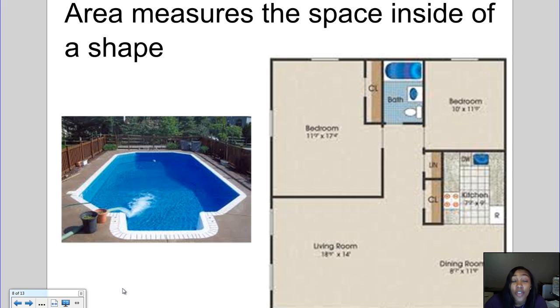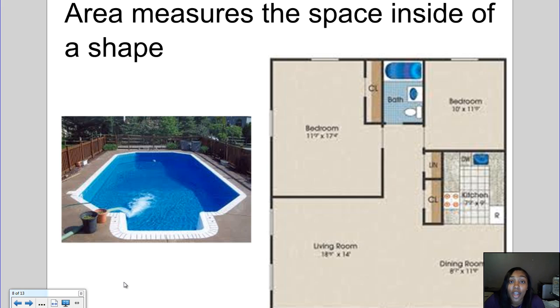Now, area is very different from perimeter. Area is about the space inside of a shape. So some examples of some things that you see in the real world that show area would be a swimming pool. If you think about a pool, you think about swimming inside of the pool. Well, that's because area is about the space inside. I've never seen anyone swimming on the outside of a pool. So a pool is an example of area.